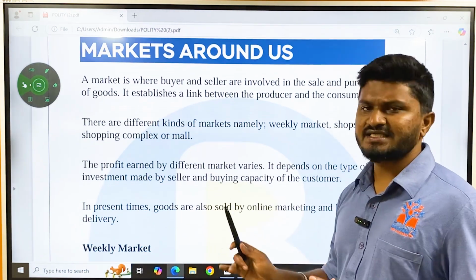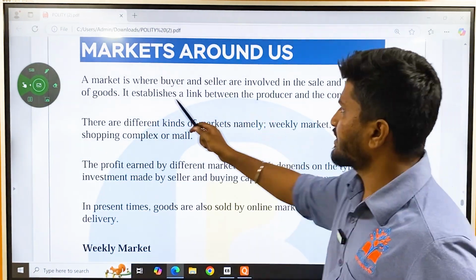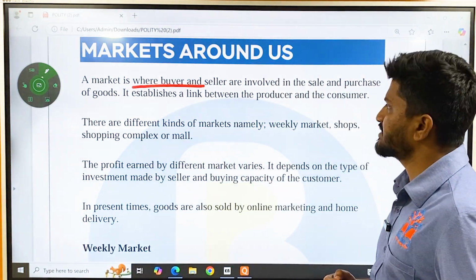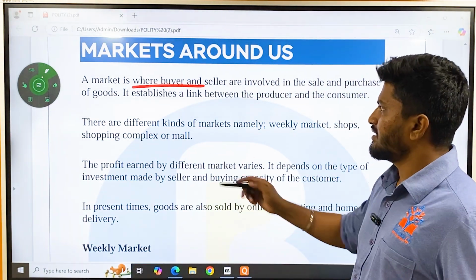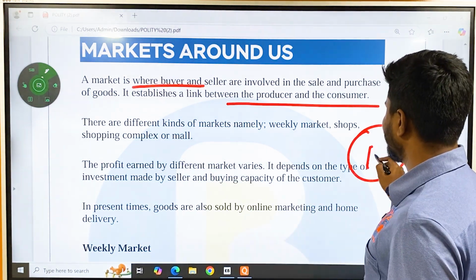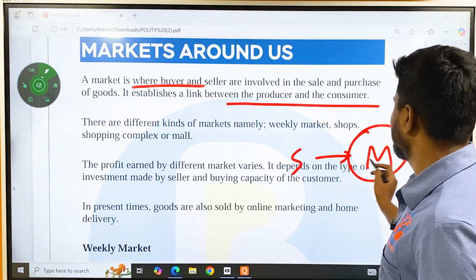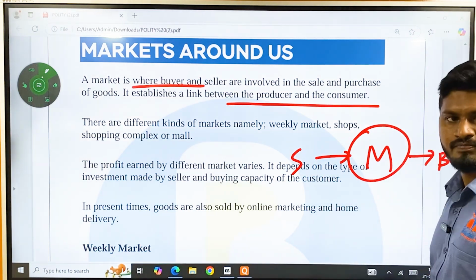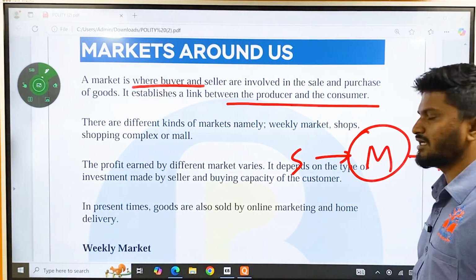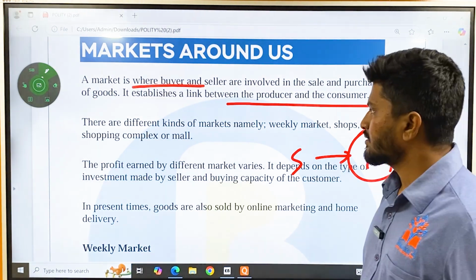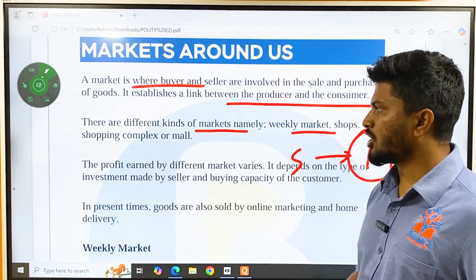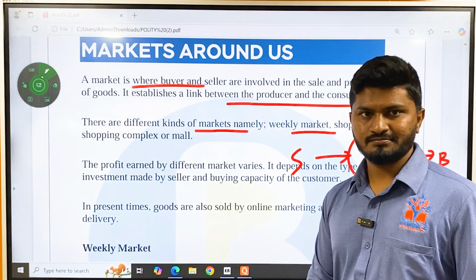So what is the basic definition of a market? A market is where a buyer and seller are involved in the sale and purchase of goods. It establishes a link between the producer and the consumer. So a market is an interlinking between seller and buyer. It provides a solid space where people can come and sell their items and people can come and buy certain items. There are different kinds of markets, namely weekly markets, shops, shopping complexes or malls.